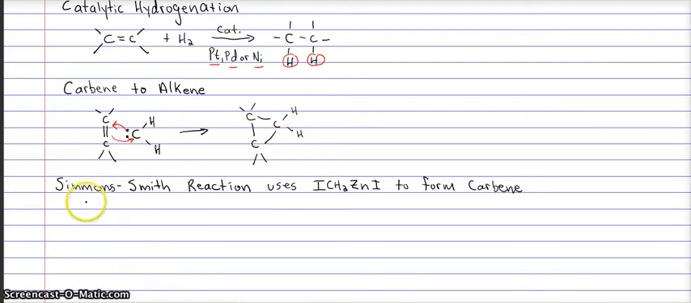Simmons and Smith have a reaction named the Simmons-Smith reaction. They use this diiodine zinc complex to form the carbene. I don't think that you'll see this much on the ACS exam, maybe just the actual prediction of the products.